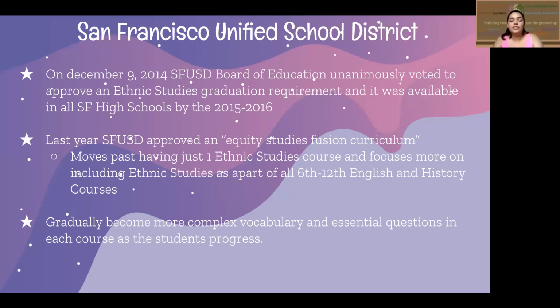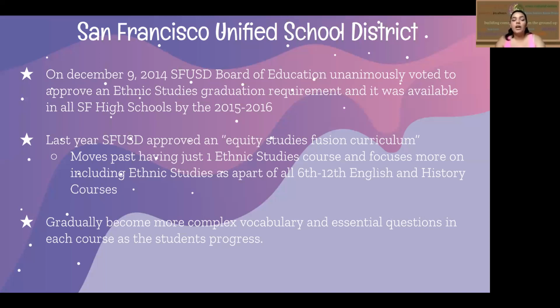So last year, San Francisco Unified School District approved an equity studies fusion curriculum. What that does is fuse equity studies, which is pretty much ethnic studies but focuses on other things, as mentioned, like LGBTQ history, women's history, other things that are outside of ethnic studies, like straight curriculum. So it moves past just having the one ethnic studies course, as I mentioned, and focuses more on infusing ethnic studies and equity studies into all classes that high schoolers take. It would be like having ethnic studies as a part of all of your courses, using this critical thinking as a framework in every subject you're taking at school.